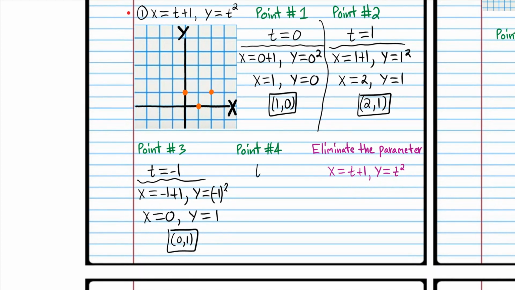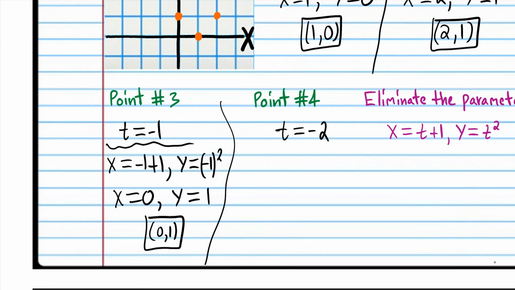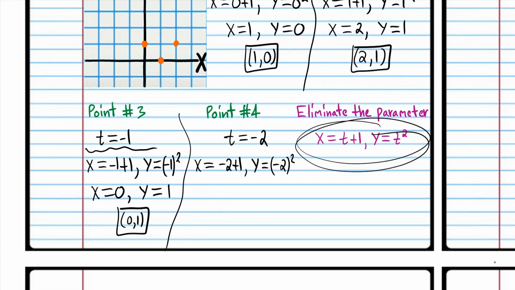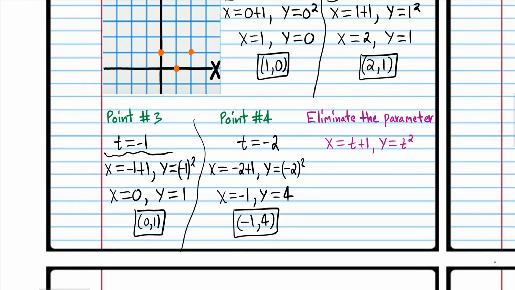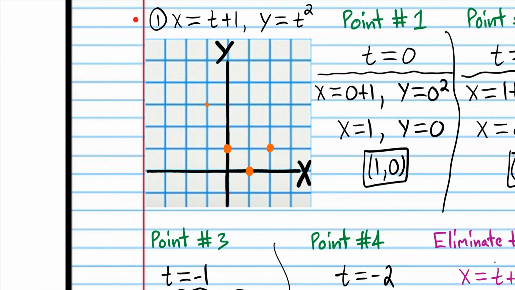Okay, and now we're going to choose, let's say, -2. We'll try -2. So x is equal to -2 plus 1, and y is equal to (-2) squared. I have the parametric equations here. So that means that x is equal to -1 and y is equal to 4. So -1 comma 4 is the last point. So let's plot that. That's going to be actually there.